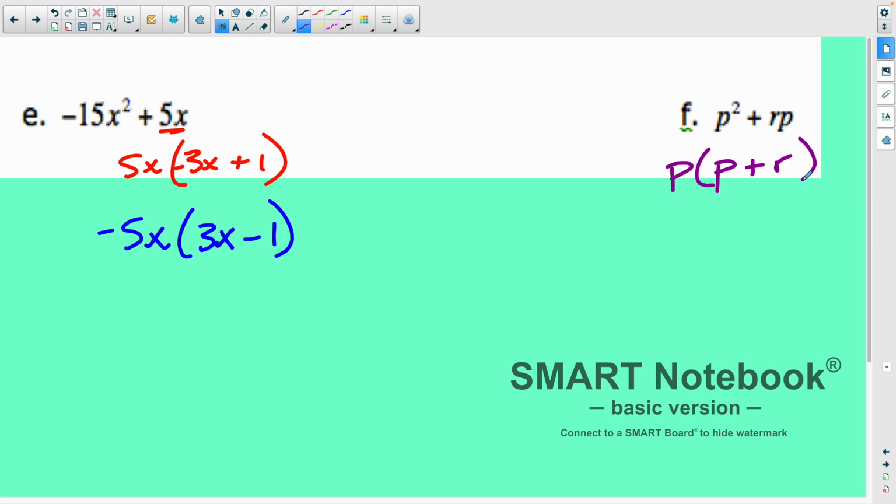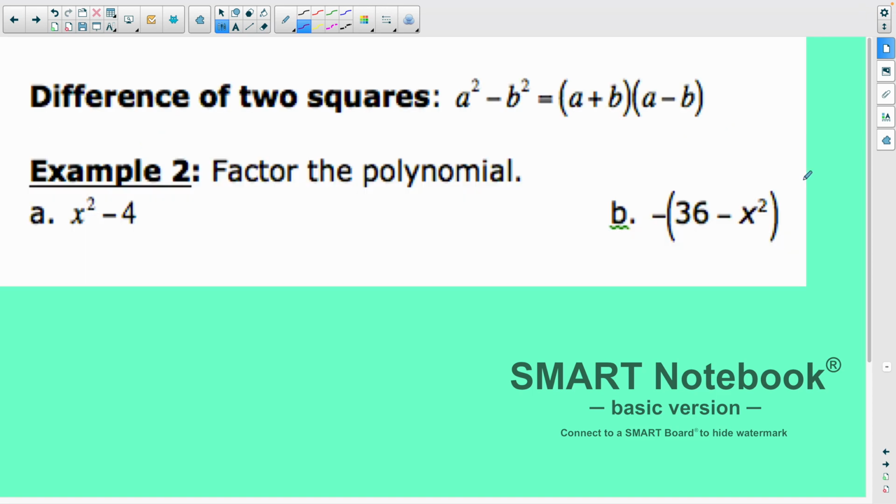That's greatest common factor. The next thing I want to look at is we have another rule that is difference of two squares. Difference meaning subtraction. So I'm going to subtract. I have a squared. A squared breaks apart into a times a. B squared breaks apart into b times b. Got one positive and one negative.